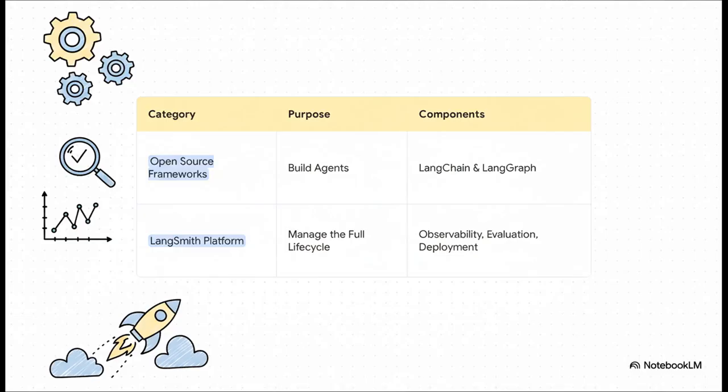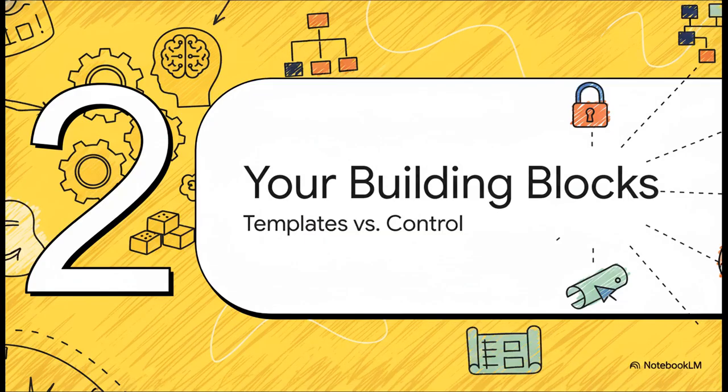Okay, so the stack basically breaks down into two big pieces. First up, you've got the open source frameworks. This is what you use for the actual building part. And then part two is the LangSmith platform, which handles, well, everything else, the entire lifecycle. We're talking debugging, testing, and actually shipping your agent. So let's dig into those building blocks.